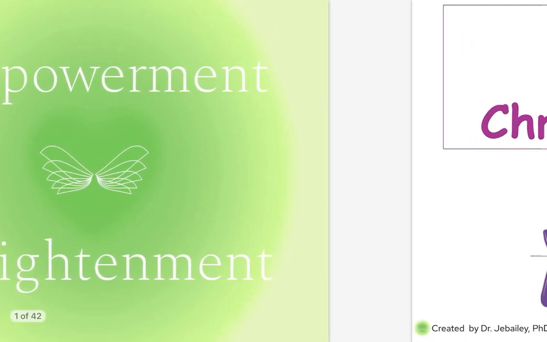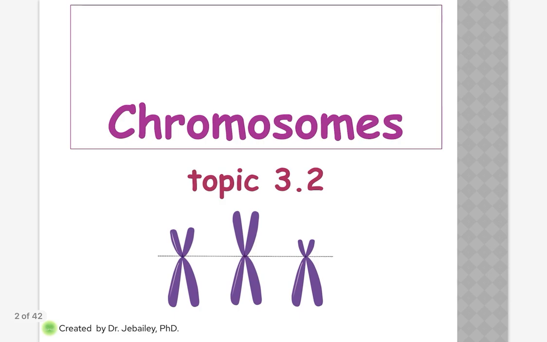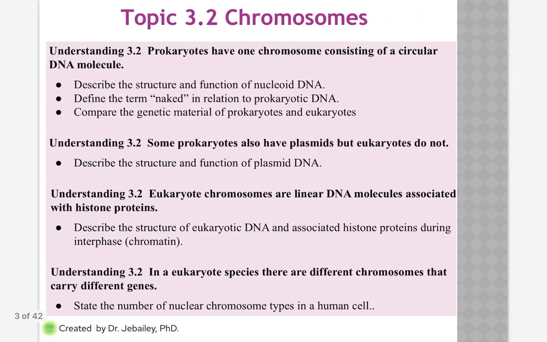Bailey, and in this video, we are going to go through topic 3.2, which is all about chromosomes. So, here are the main target things that we're going to talk about in this video. We're going to talk about the prokaryotes and all about their chromosomes, being circular. We're also going to talk about their plasmids, which eukaryotes don't have. Then we're going to talk about the eukaryotic chromosomes, how they're linear, and how they have to do with histones.